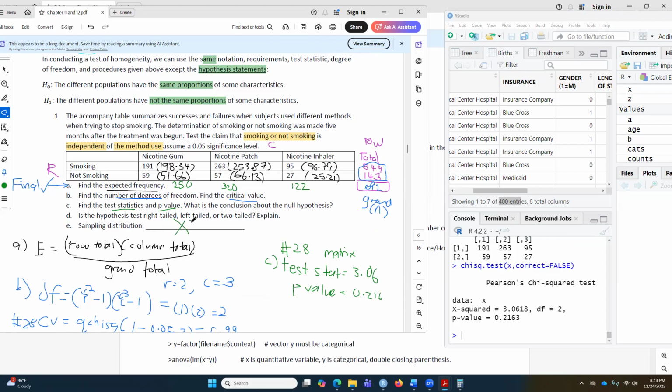And part E. Again, we are still in the chi-square distribution for this section, so no change here. Just answer E. Easy 1 point for you guys.